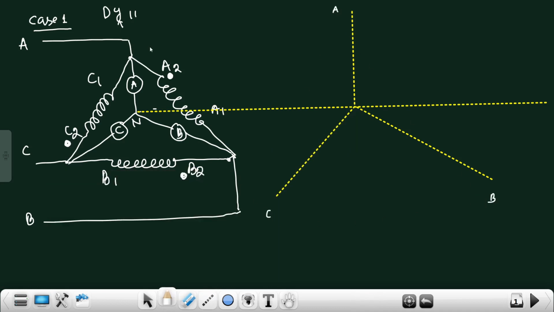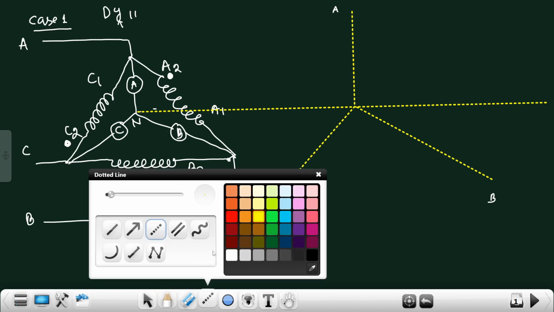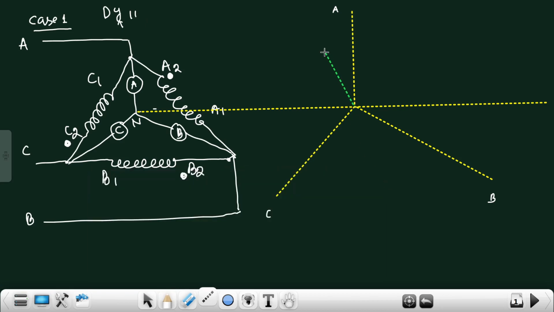Okay, so as per the Dy11 connection by clock method, the LV side star is tilted by 30 degrees leading. So here the LV side star is tilted only 30 degrees from this. So this is A phase, this is tilted B phase, and this is C phase. But how do we identify that this is A phase, B phase, C phase?